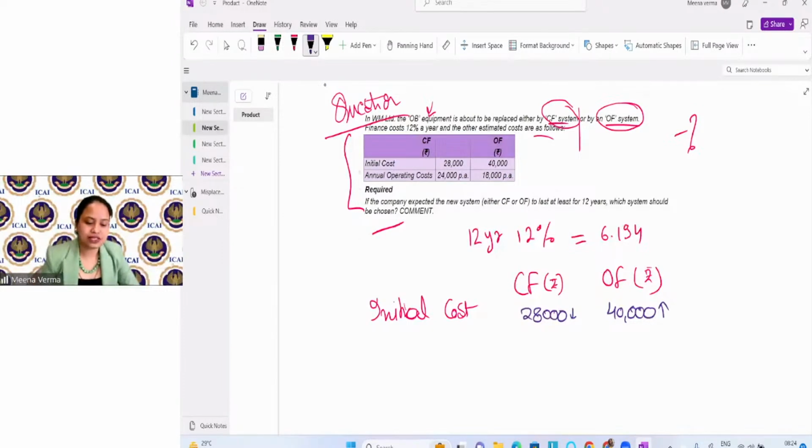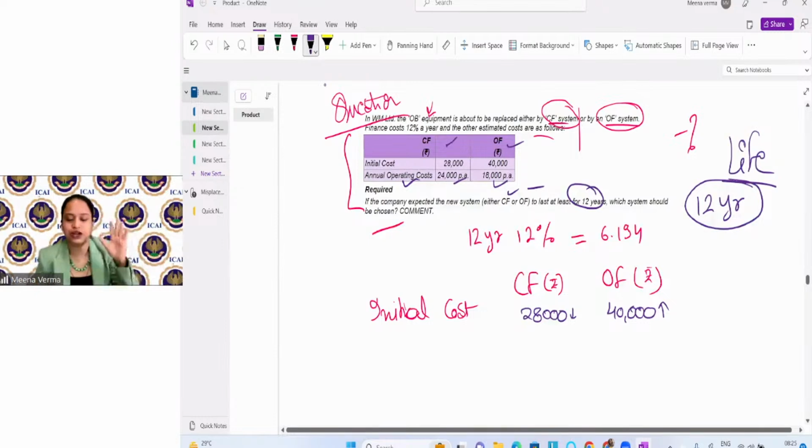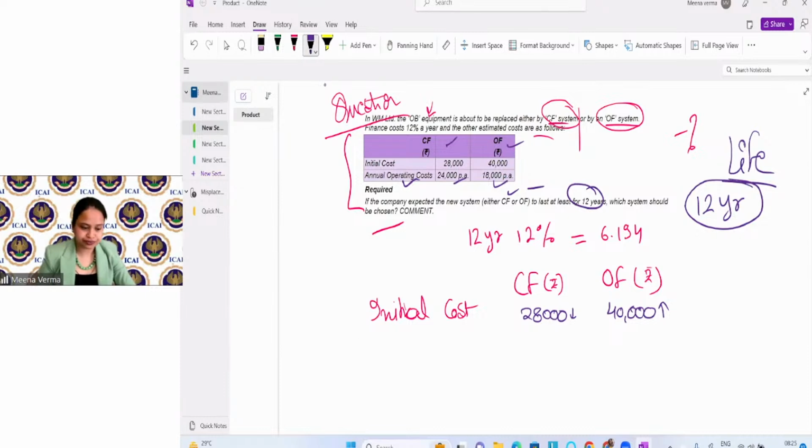All right, then what else do we have? The operating expenses are 24,000 per annum for CF, and for OF the operating expenses are also given per annum. Per annum means every year you are incurring this cost. For how many years can we use this product? At least 12 years you will use these two products, right? So here we will find the total cost which we will incur on these products during their entire life. What is the life of the product here? 12 years is the life of the product, life cycle costing. So over the entire 12 years, let's consider what the cost will be.